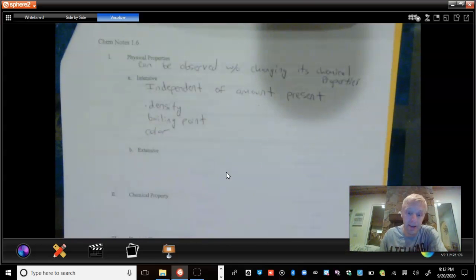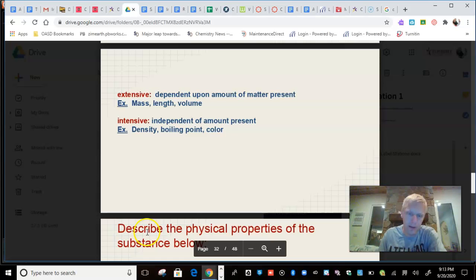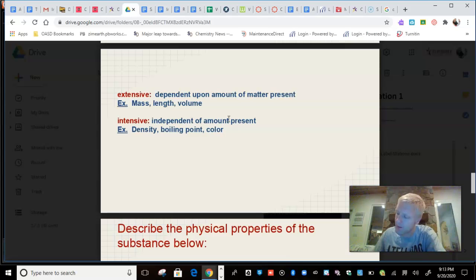And then we got extensive. All right, extensive physical properties. Here we are. So extensive is dependent upon the amount of matter present, and we're going to write this under extensive. Dependent upon the amount of matter present. Alright, so examples would be mass, length, and volume.